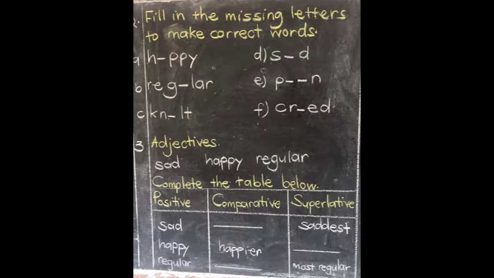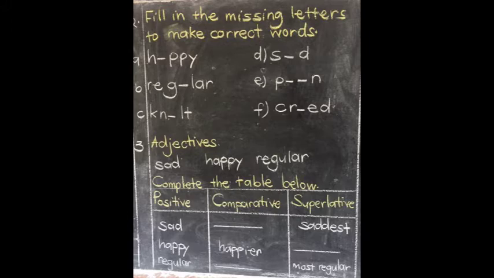Still, you fill in the missing letter to make a correct word. Then on E, we have P, a dash, a dash, and N. So which means for that word, there are two letters that are missing. So you fill in those missing letters and form a correct word. Then on F, we have C-R, dash, A, and D. And we have a letter which is missing. So you look for that letter which is missing, you put it there, and make sure the word you have formed is a correct word.